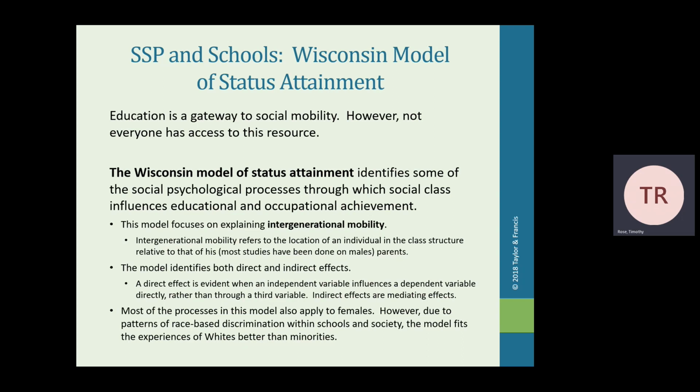Direct effects are things that directly shape your location in a social class. Indirect effects don't shape your location in a social class on their own. Rather, indirect effects are things that shape something else, which itself affects your placement within social class. So a direct effect is evident when an independent variable influences a dependent variable directly. If it's done through a third variable, it's said to be an indirect effect.